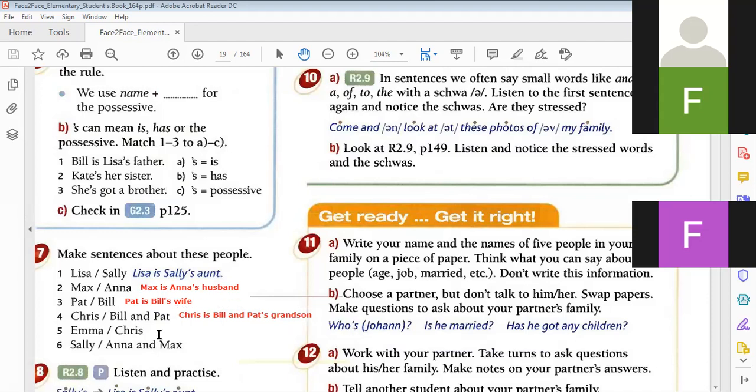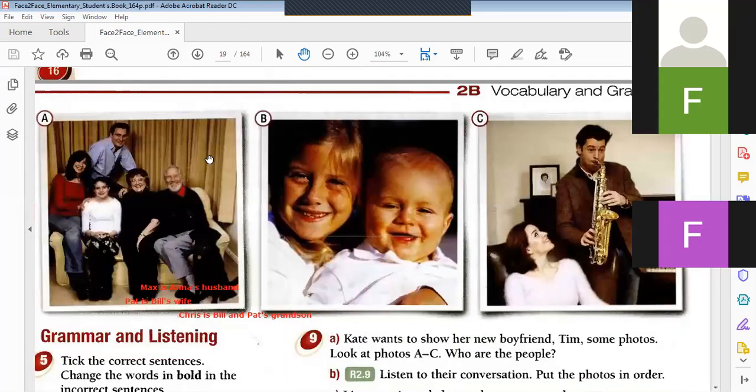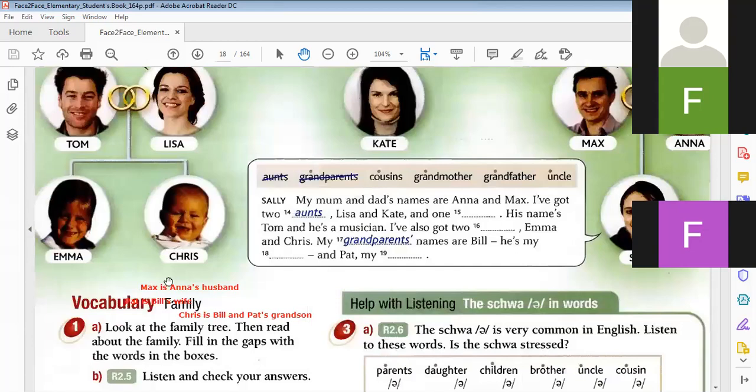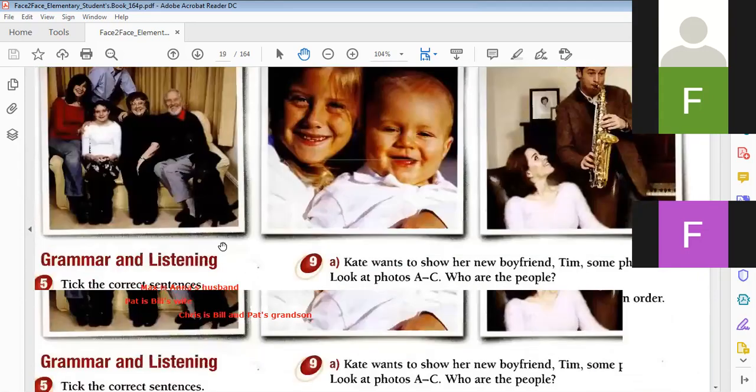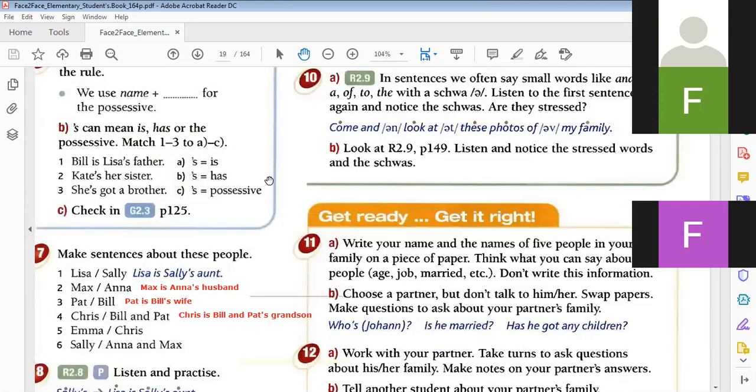Would you like to do number 5? Unfortunately I don't remember them. Okay, I can show you the family. We can go back and see Emma and Chris, and tell me their relationship. Let's see Emma and Chris. Can you see Emma and Chris? Yes. Okay. So how can we talk about them, Emma and Chris? Emma is Chris's sister. Correct. Emma is Chris's sister.